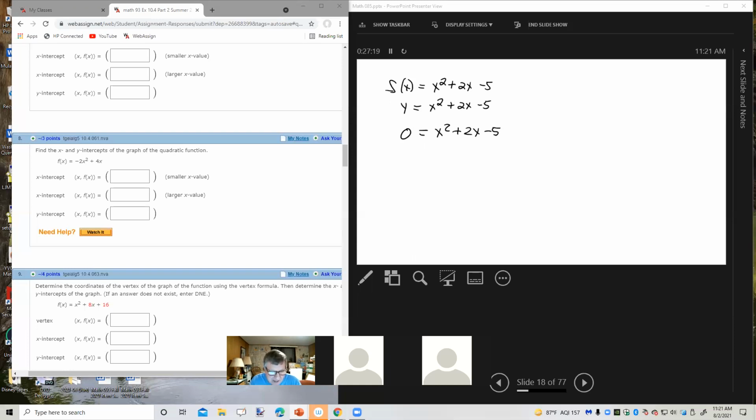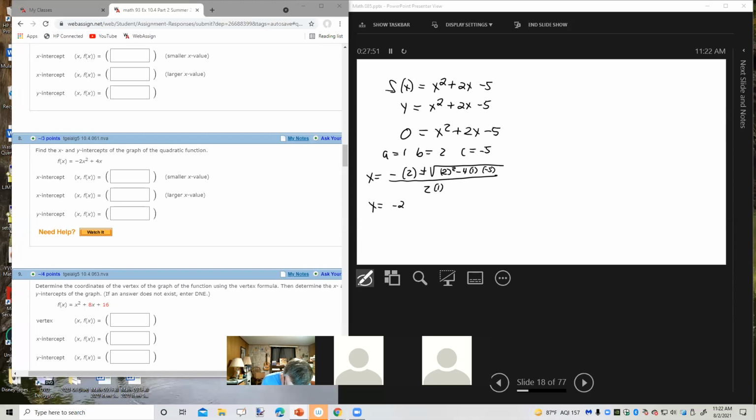Okay, we didn't say that at the time. We just said, what are the solutions? We found them, but they are graphically the x-intercepts. Okay, so let's apply the quadratic formula. Let's see, a is 1, b is 2, and c is negative 5. So x equals negative b plus or minus the square root of b squared minus 4ac all over 2a.